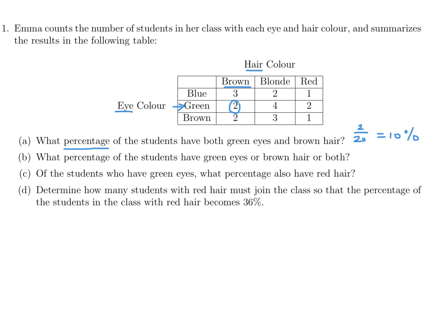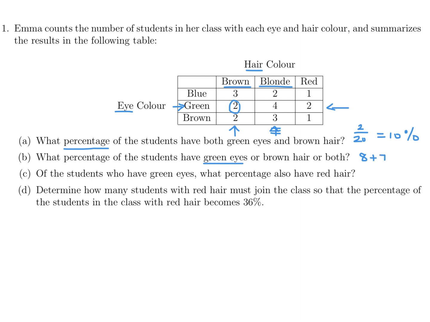Part B, what percentage of the students have green eyes or brown hair or both? So let's first count how many have green eyes. So that would be this column, so 2 plus 4 plus 2, so that's 8. And then let's count that column that has brown hair. So that's 3 plus 2 plus 2, so that's 7.